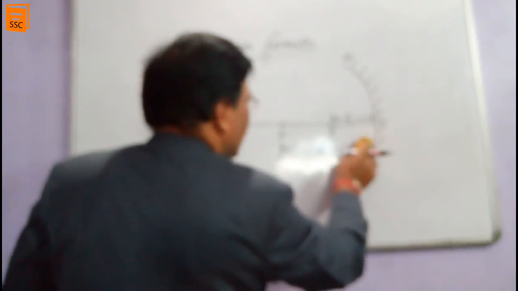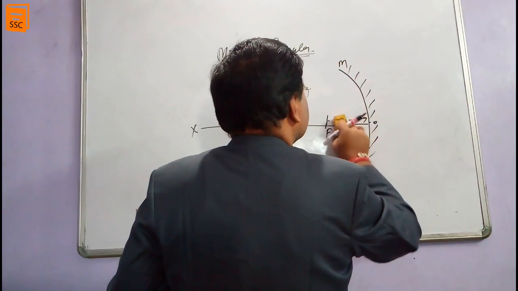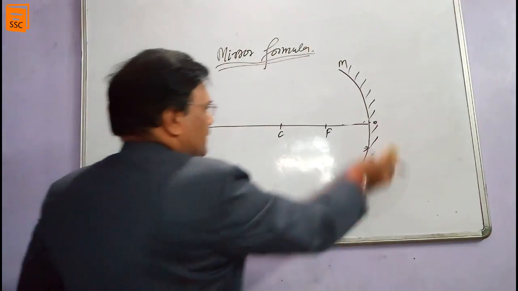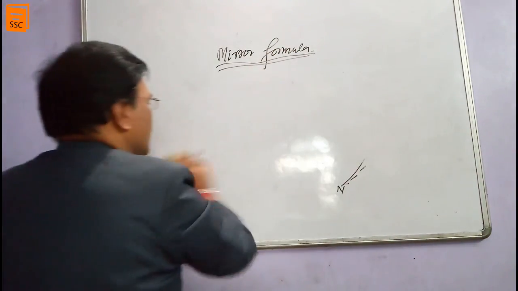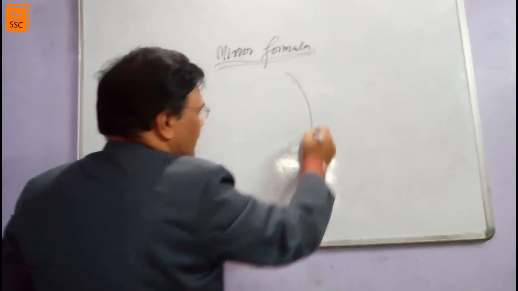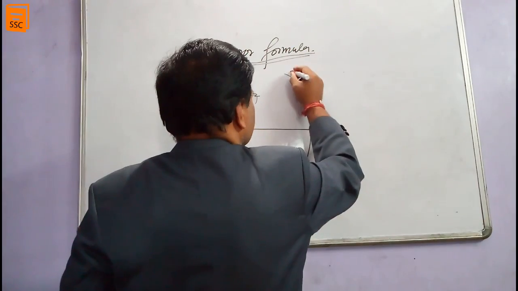The second type of question: first, the relation F is equal to R by 2, which is the relation between F and R. Now the relation between U, V and F. We want the second relation between U, V and F. Suppose U means object distance, V means image distance and F means focus.